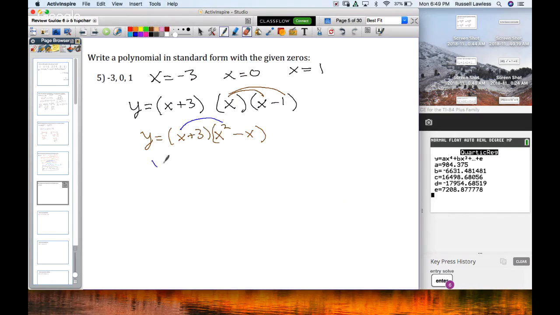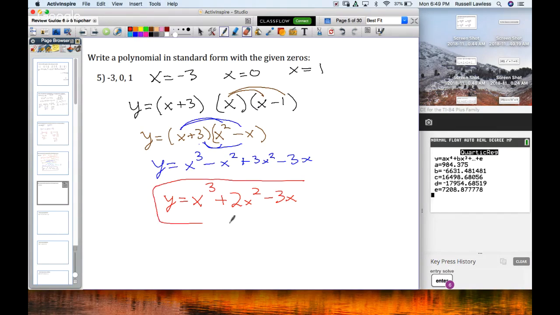So we'll just do x times x squared to get x cubed, x times negative x to get negative x squared, 3 times x squared to get a positive 3x squared, and then 3 times negative x to get a negative 3x. From there, we'll combine our like terms. And our like terms then would give us an x cubed plus 2x squared minus 3x. And there we go. We've done 5 problems. So far, so good.